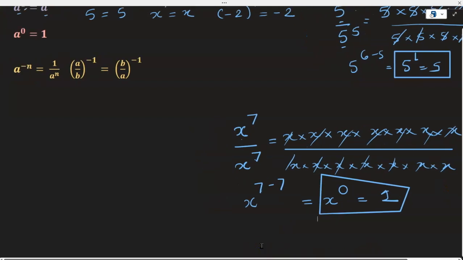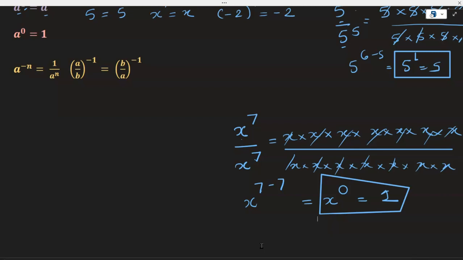Now let us go to the last and final law, in which we have negative powers and we want to convert a negative exponent to a positive exponent. The law says if you have any number with a negative exponent, you can convert that exponent to positive by taking the reciprocal of that number. So a to the power minus n can be written as 1 divided by a to the power n, which is the reciprocal of a to the power minus n. Let us see some examples.